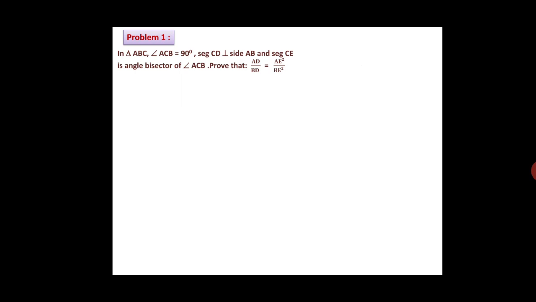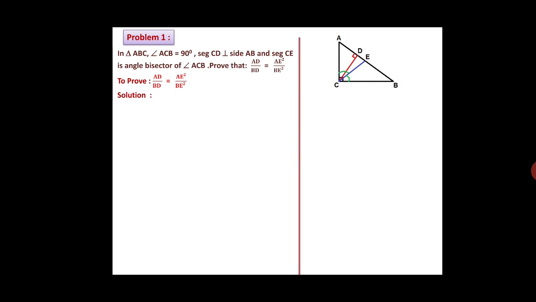In triangle ABC, angle ACB is 90. Segment CD is perpendicular to side AB and segment CE is the angle bisector of angle C. Then we have to prove that AD upon BD is equal to AE square upon BE square. So this is to prove. Let us start for this one.